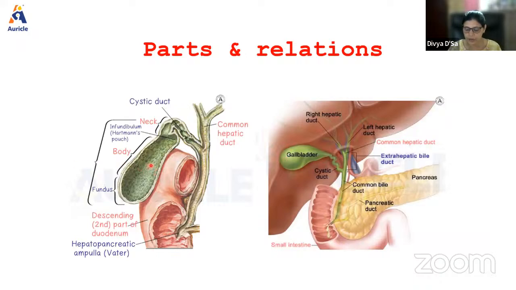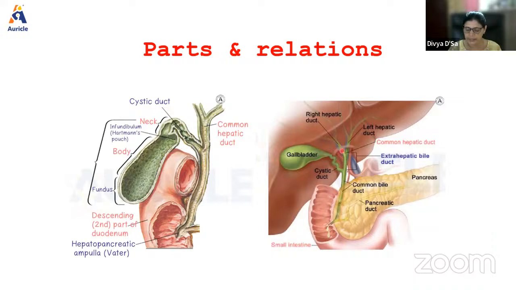And next we have the body. The body extends from the fundus up to the neck, and it is directed upwards, backwards, and to the left. The upper surface of the body is non-peritoneal, and the lower surface as well as the sides are covered by the peritoneum.